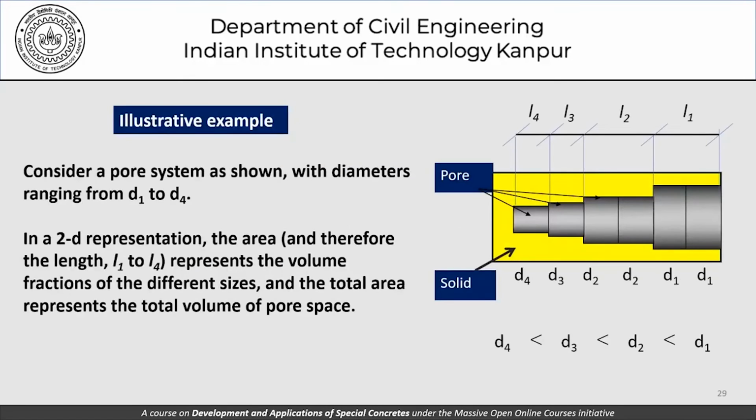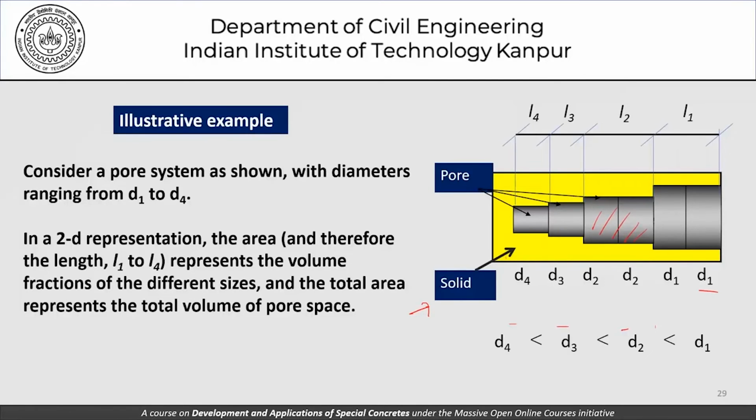This is an illustrative example again. Consider a pore system as shown with diameters ranging from D1 to D4. Of course, being a 2D representation, the areas here represent the volume. So this is the solid space that we have. The diameter D1 is greater than the diameter D2, greater than diameter D3 and D4. These lengths will give us the areas in this case and can be used to translate this area into the volume. So we can again talk in terms of how much volume is associated with pores of diameter D1, the volume associated with pores of diameter D2, D3 and D4.